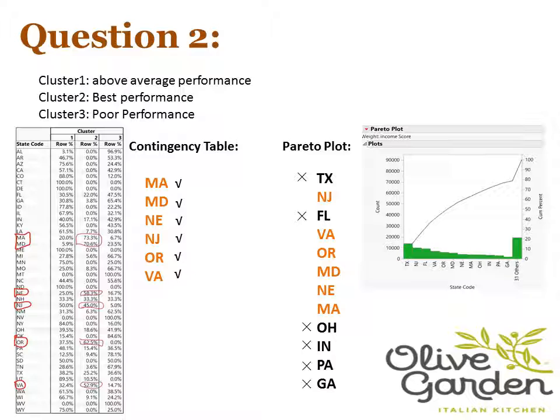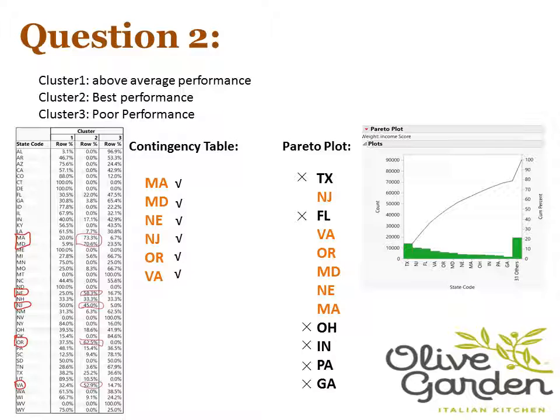Then I also did a Pareto plot, and I found that Texas, Florida, Ohio, Indiana, Philadelphia, and Georgia all contribute to the revenue of Olive Garden. But Texas shows first in the Pareto plot because it has the most Olive Gardens in that state. The same reason applies to Florida.